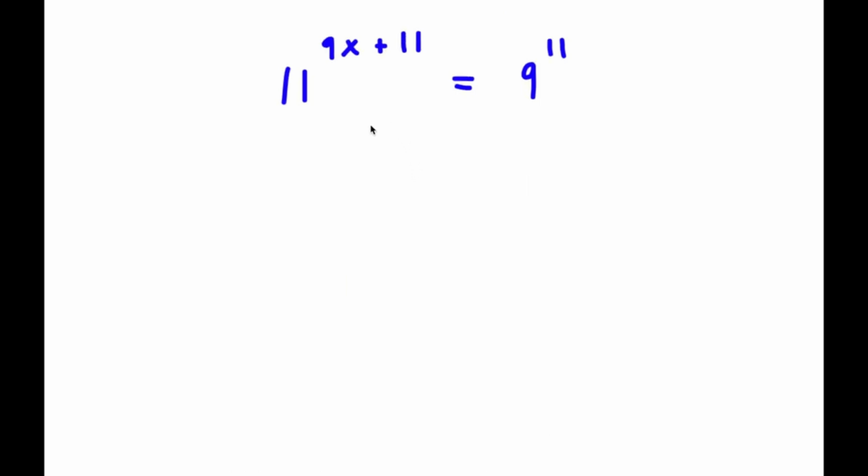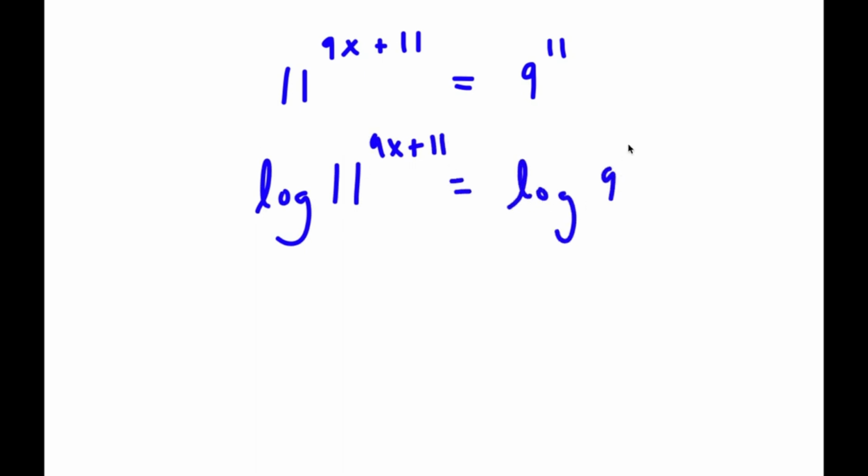Alright, so in this problem, I have 11 to the power of 9x plus 11 is equal to 9 to the power of 11. So the first thing I'm going to do is I'm going to take the log on both sides. So now I have log 11 to the power of 9x plus 11 is equal to log 9 to the power of 11.